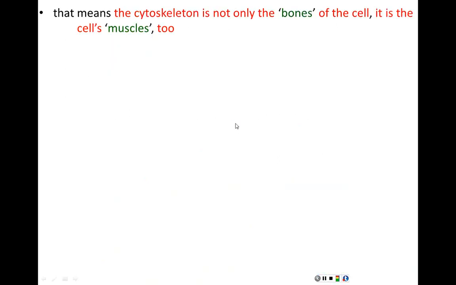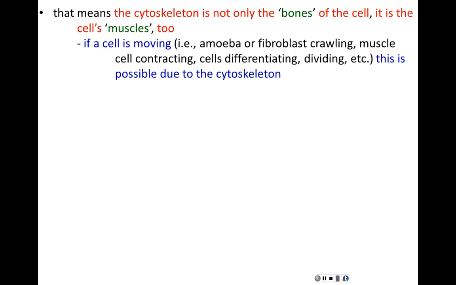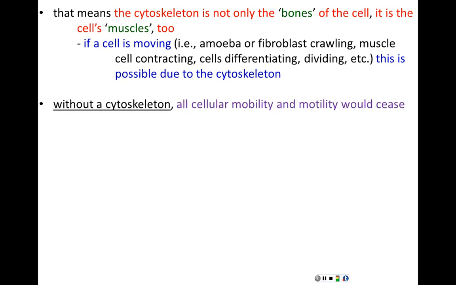Because of this, the cytoskeleton really not only is the structural framework of the cell, the bones of the cell, the cytoskeleton is also the cell's muscles. The cytoskeleton is what allows the cell to move, as our muscles allow us to move. If a cell is moving, period, by moving we mean crawling along a surface like a fibroblast or an amoeba, we mean contracting like a muscle cell, we even mean dividing and differentiating into different morphologies. If a cell is moving, period, this cellular movement is possible due to the cytoskeleton. Without a cytoskeleton, cells could not move, period. Cellular mobility and motility would cease.